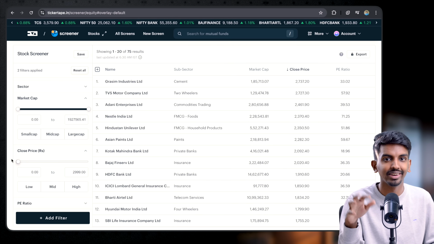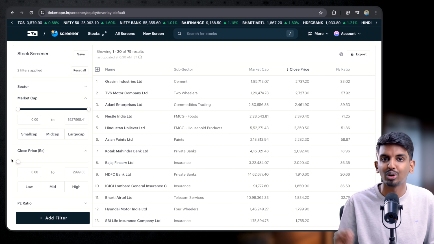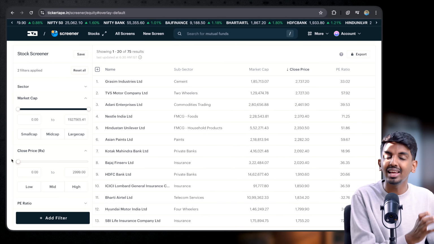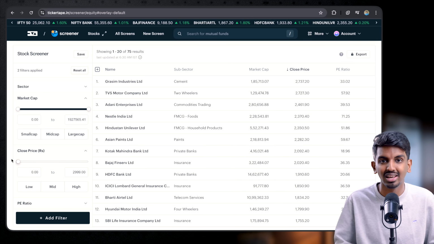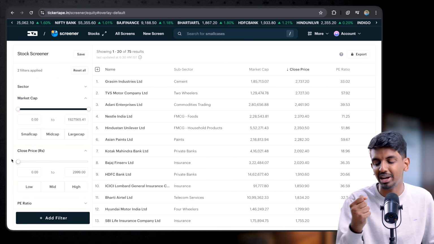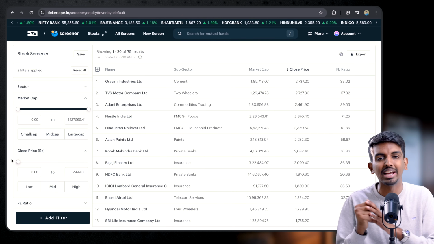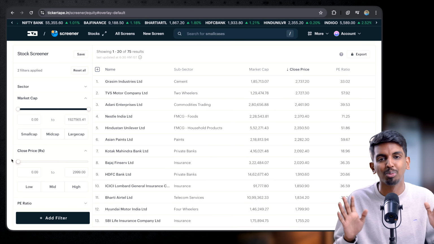Okay, let's be very clear here. Even a 30,000 stock can move up 10%. Even a 3,000 stock can move up by 10%. There is absolutely no difference here. And the amount of money that you make, the amount of profit that you will be making, is the exact same for both of these cases.